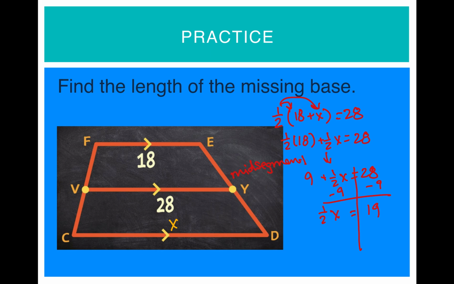19. Now what I can do is times the whole thing by 2 to get rid of that 1/2. So I'm left with X equals 38. So this length right here, I'm highlighting in blue, is 38. And if you wanted to double check, you could put the 18 and 38 back into that original mid-segment formula. See that 1/2 times 18 plus 38 is in fact 28.